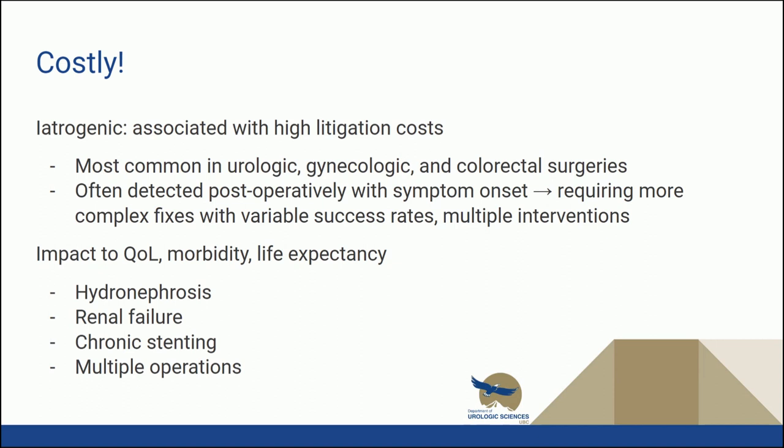Overall, stricture disease is quite costly, not just to the medical system, but it has also impacted the quality of life, morbidity, and life expectancy for these patients. Iatrogenic injuries are associated with high litigation costs, obviously more so in the United States compared to Canada. They usually require more complex fixes, often with variable success rates and multiple interventions. Patients can often expect hydronephrosis with potential long-standing renal failure if not addressed early enough, and not addressed definitively. They could be subject to chronic stenting as well as multiple operations, multiple laparotomy operations or MIS procedures.